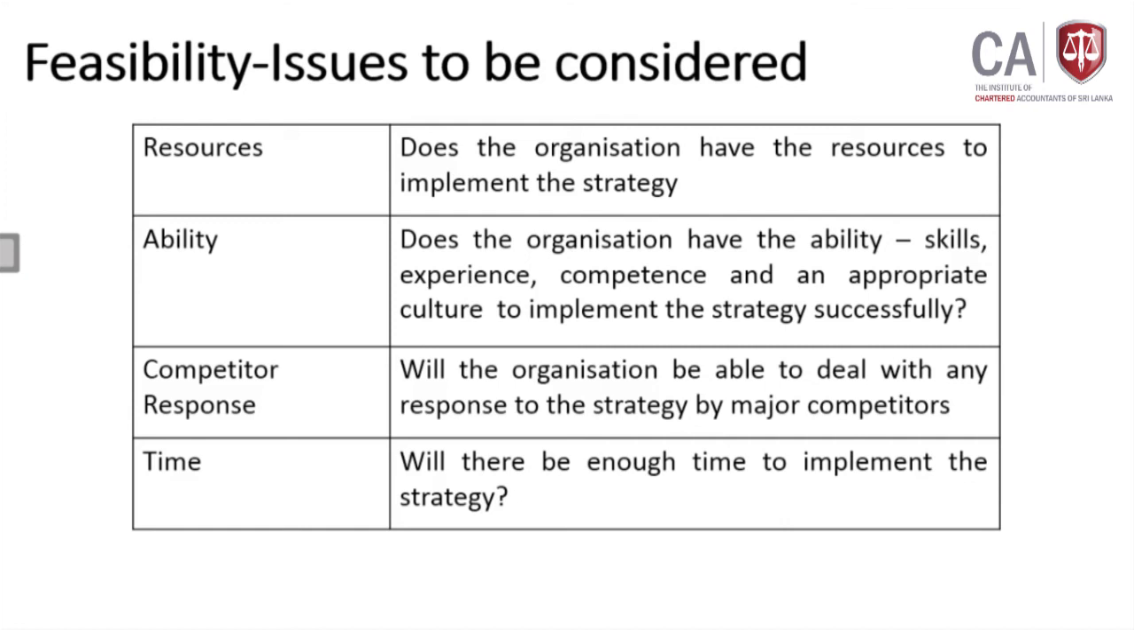Ability: does the organization have the ability, skill, experience, competence and appropriate culture to implement the strategy successfully? Yes, they are an ISO certified hospital, and they have a very good name in the industry. So, they may have the required ability. Then competitor response: will the organization be able to deal with any response to the strategy by major competitors? I think they may have the particular skill. Right, time: whether they have enough time to implement the strategy. These are theory aspects.